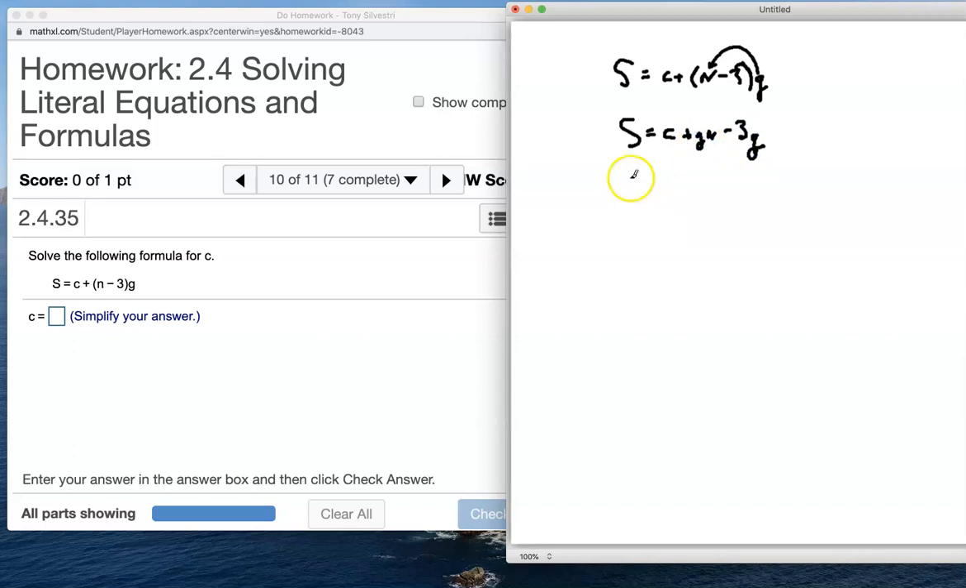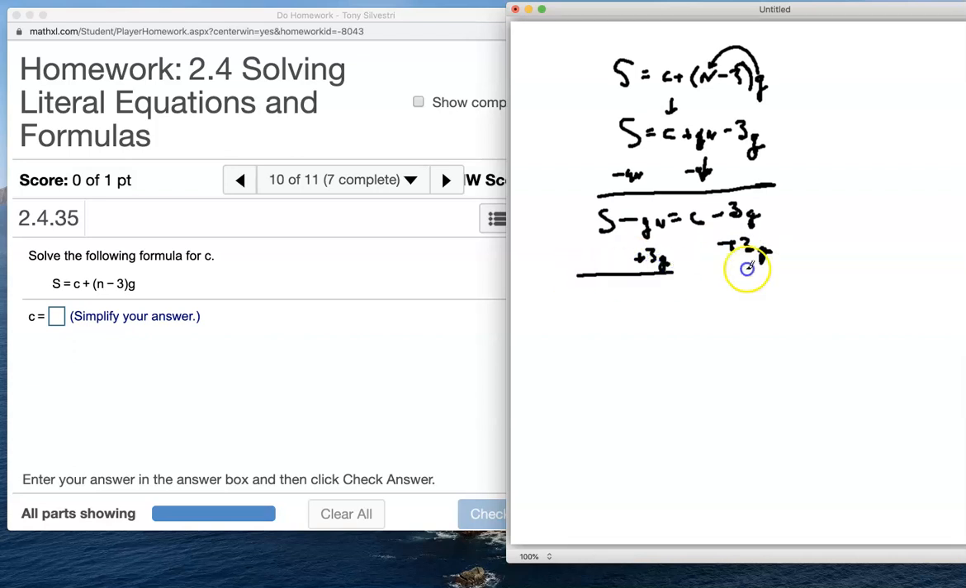Okay. Now what are we solving for? Solve for C. Solve for C. These two terms have to go. Minus Gn. S minus Gn equals C. See, this goes away, but this doesn't, I didn't touch this guy yet. Minus 3g. And then I have to add 3g to both sides to give you this answer. C is equal to big S.